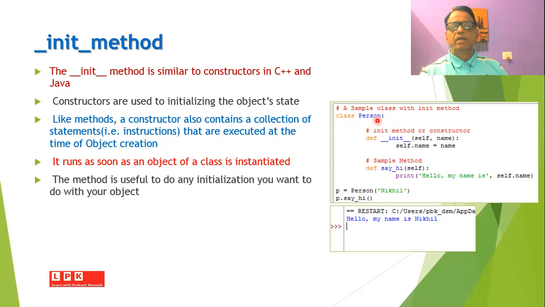For example, if I have a class Person, then I can write the init method, or constructor, as def __init__(self, name), where self.name = name. Then I can write a method def say_hi(self), in which I print the message, hello, my name is self.name. Now I can write p = Person, passing the initialization as Nikhil, and then p.say_hi(). When this part of the program is executed in the Python interpreter, you will get the message, hello, my name is Nikhil.